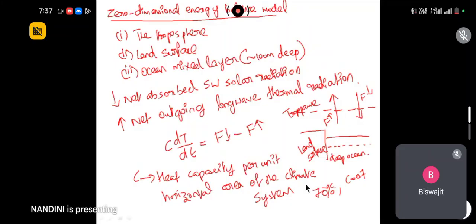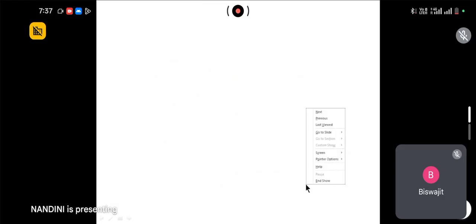So in order to find out how much temperature change this difference between incoming and outgoing radiation will create in the climate system, we have the equation C dT/dt is equal to F incoming minus F outgoing, where C is the specific heat capacity of the ocean mixed layer times 0.7.